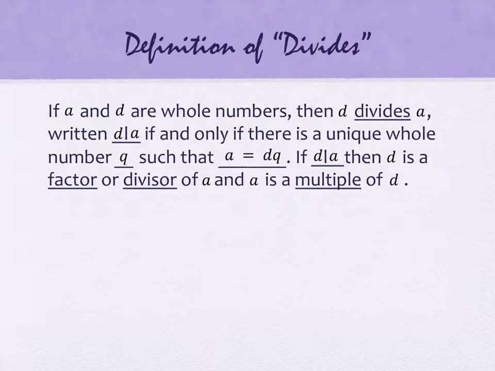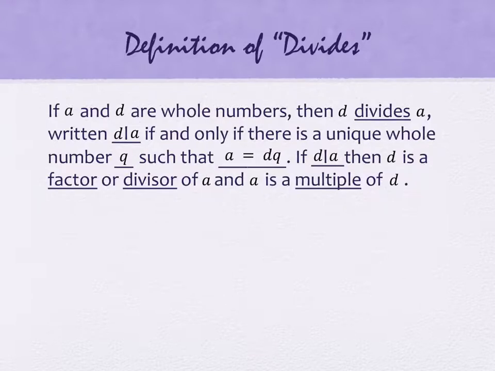So, first of all, a definition of what divides means. If we have two whole numbers, A and D, when we say D divides A, sometimes the word we say is that D divides evenly. It means that there's a number Q such that A is equal to DQ. That's not Dairy Queen. If D divides A, we would say D is a factor or a divisor of the number A. And we would also say, likewise, that A is a multiple of D.